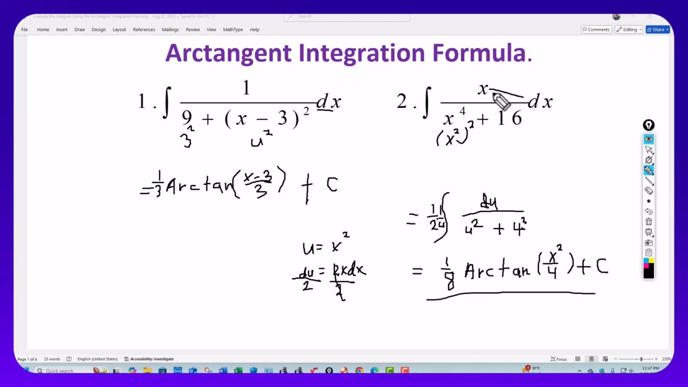So again, for this one we set it up in terms of u, had it in this form. And we go directly to the formula, arctan of u, x squared, over a, which is 4, plus the constant of integration. And we had a coefficient here of 1/2 along with the 1 over a, which is 1/4. We get the answer 1/8 arctan x squared over 4 plus the constant of integration.